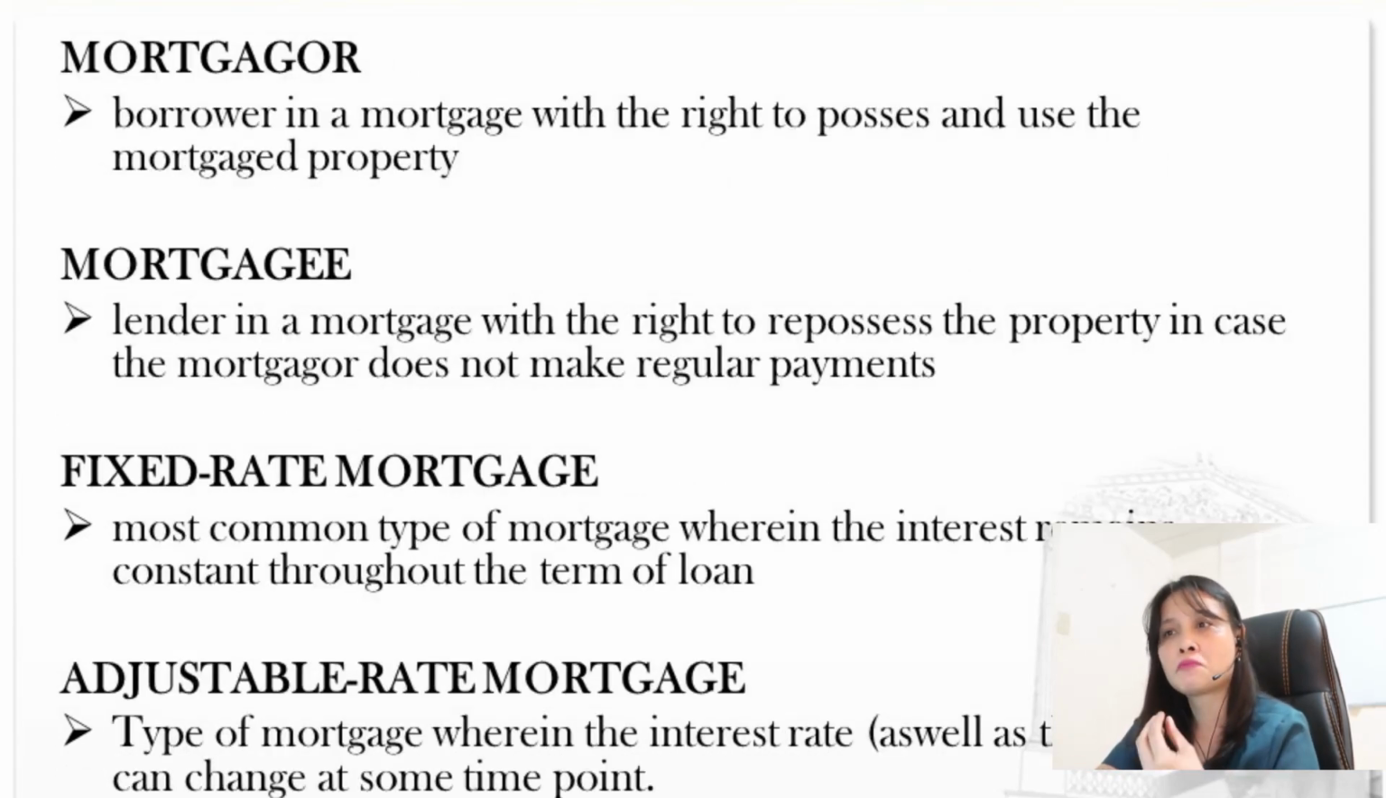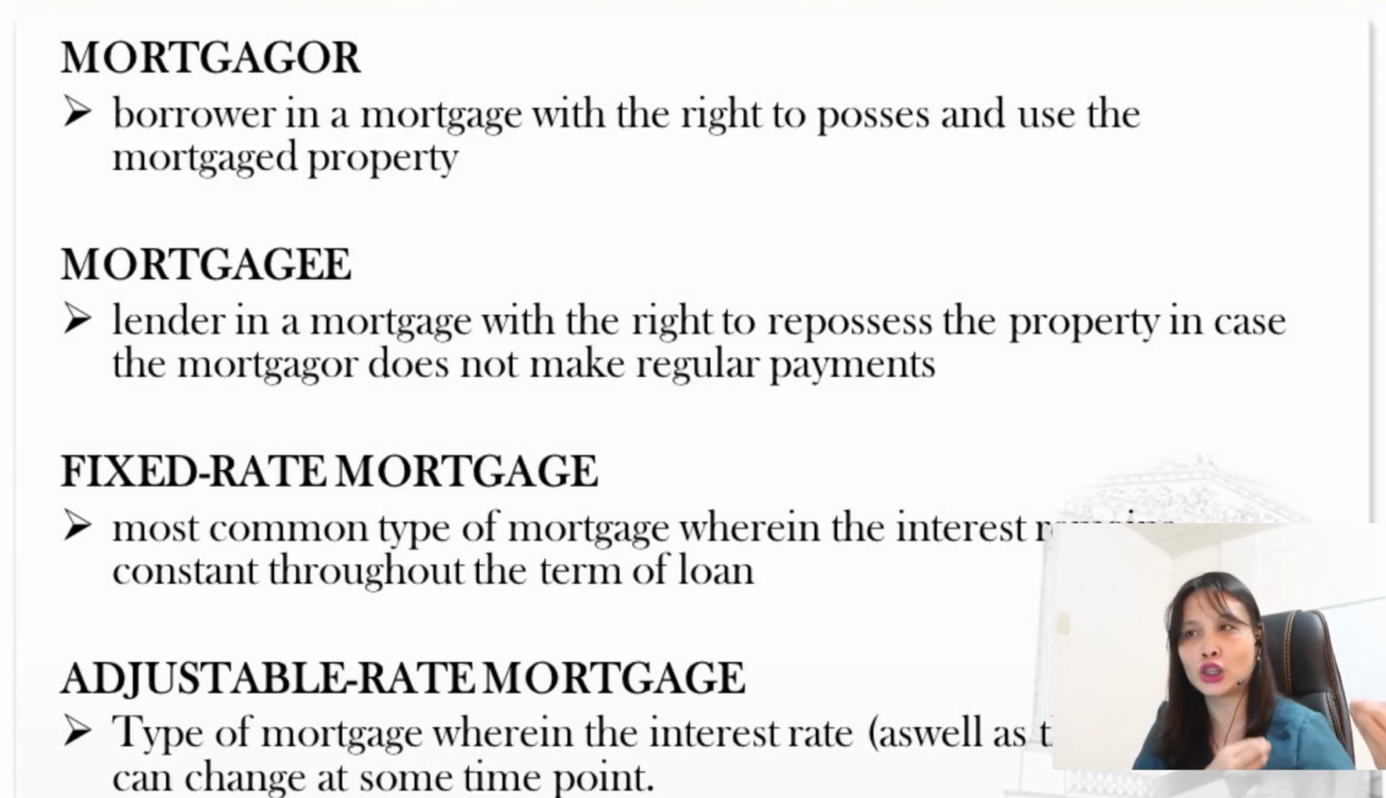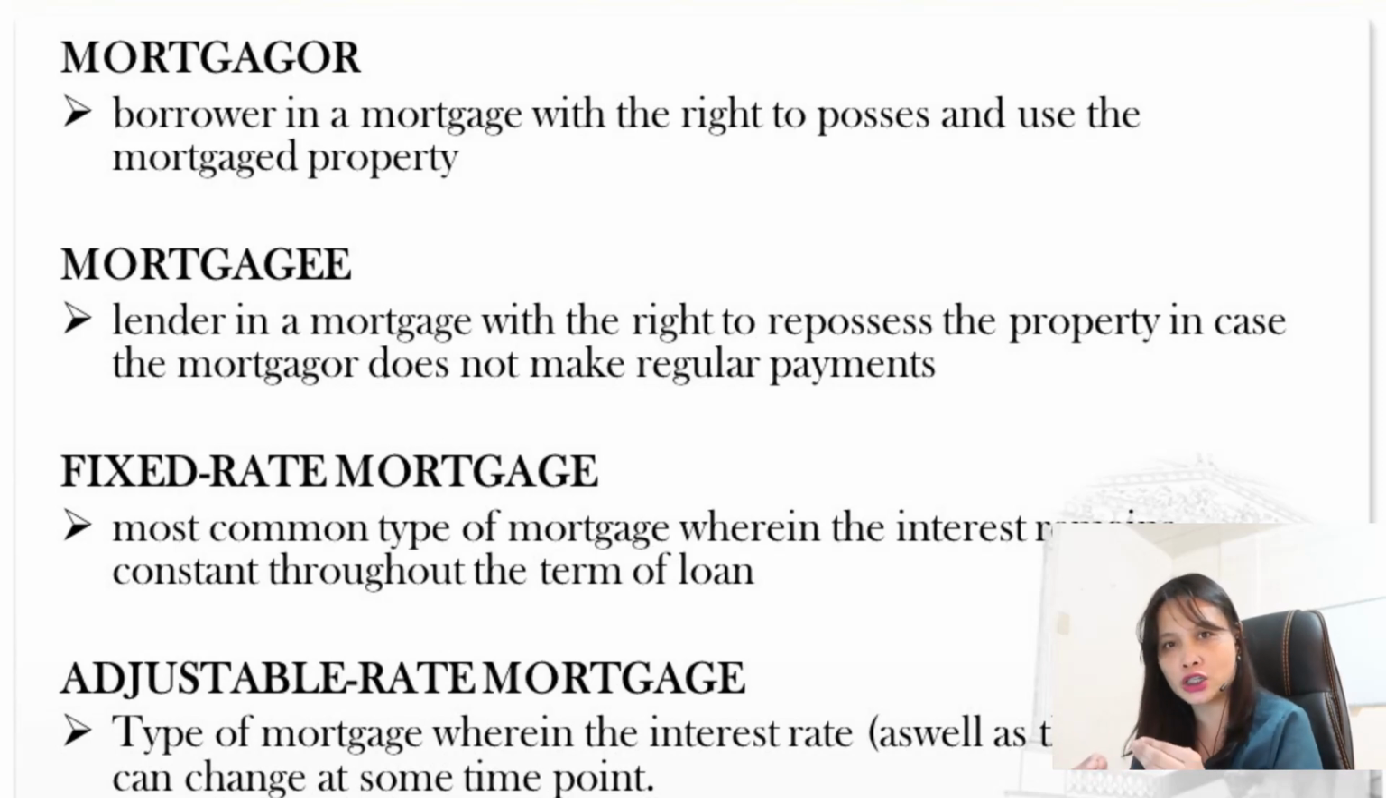So mortgagor, borrower in a mortgage with the right to possess and use the mortgaged property. Mortgagee, lender in a mortgage, with the right to repossess the property in case the mortgagor does not make regular payments. Okay, di ba sa simple interest we do have debtor and lender. So since we're talking about amortization and mortgage, we do have mortgagor and mortgagee.